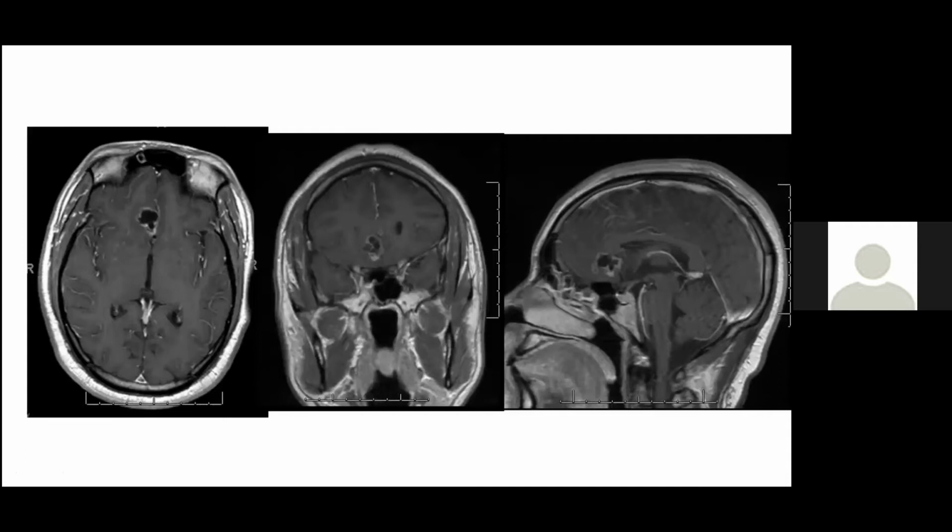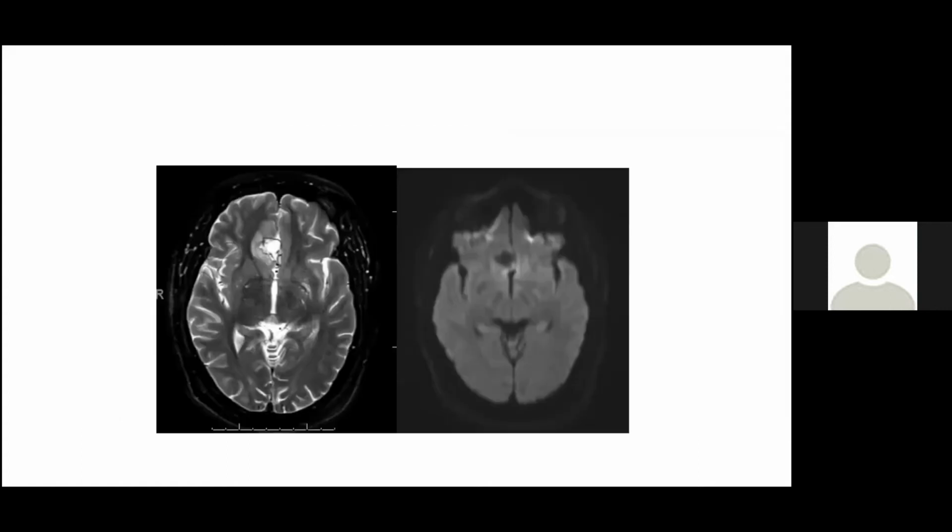It looks like it's a ring-enhancing lesion that's right below the corpus callosum. Oh, can you go to that other slide that you had too? It looks like it doesn't diffusion restrict. It's the same intensity as CSF, so probably it's a cystic appearing lesion.